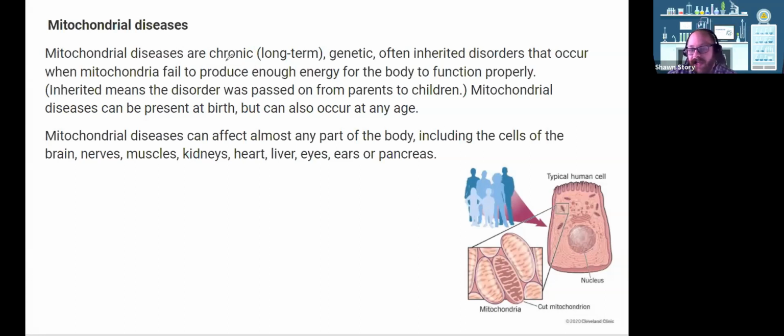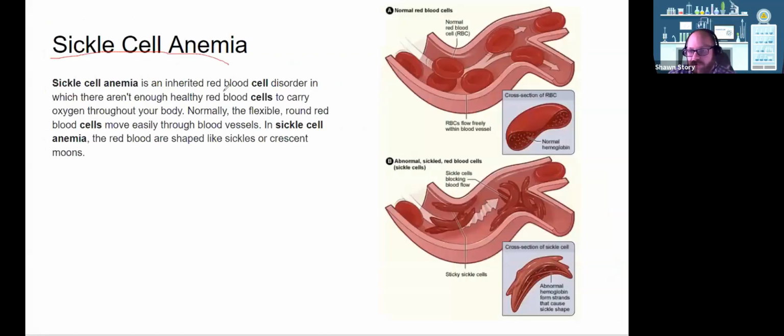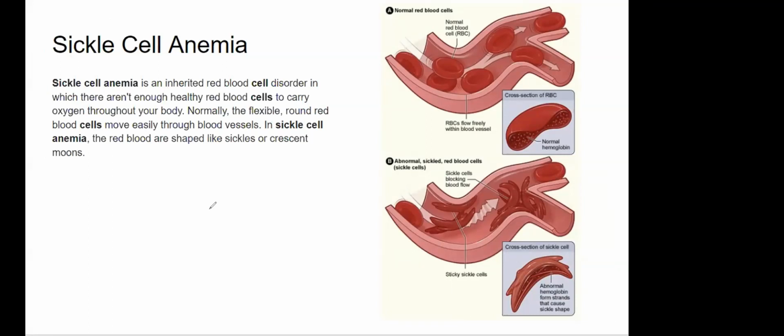The next one is sickle cell anemia, and this affects blood cells. Who would like to read this passage? I can do that. Okay, go ahead. Sickle cell anemia is an inherited red blood cell disorder in which there aren't enough healthy red blood cells to carry oxygen throughout your body. Normally, the flexible, round red blood cells move easily through blood vessels. In sickle cell anemia, the red blood cells are shaped like sickles or crescent moons.